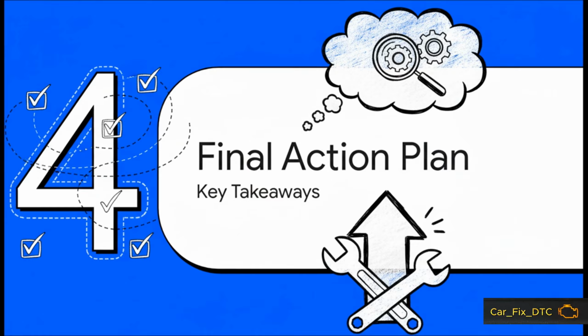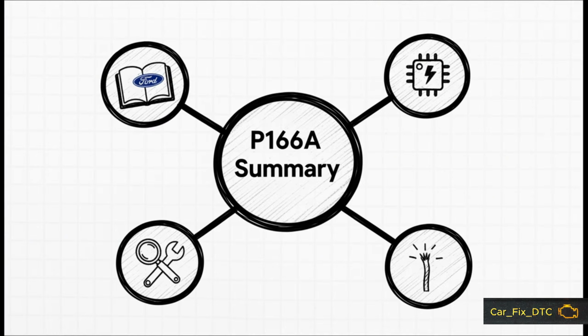Okay. We've covered a ton of ground here, so let's boil it all down to a simple final action plan that you can take away. So here's the bottom line. That P166A code, it points you straight to the IES circuit. The cause is going to be an electrical fault, an open, a short, or just some bad wiring. Your job is to follow that simple logic. Inspect, identify, and then repair. And please, remember to use those Ford TSBs as your guide to get all the nitty-gritty details right.